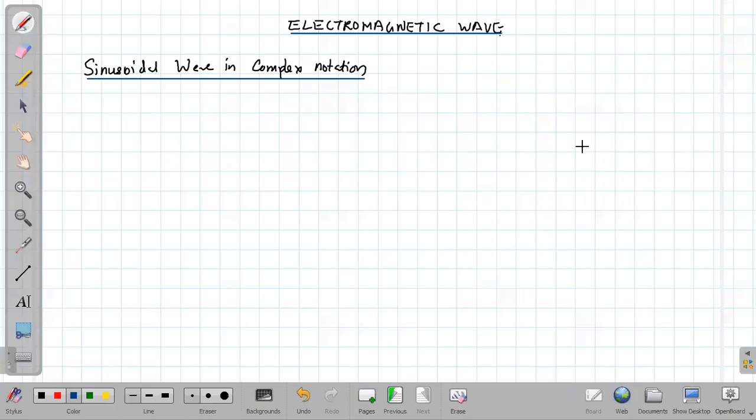Hi all. So this will be one of the smallest videos on electromagnetic waves. Here I am just discussing how to represent a sinusoidal wave or harmonic wave in complex notation. In the last class we already saw that a harmonic wave or a sinusoidal wave we can write as f of z,t equals A cos of kz minus omega t plus delta. From this expression we'll get all the details about the wave.